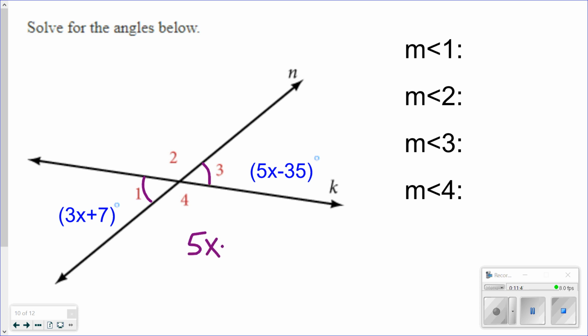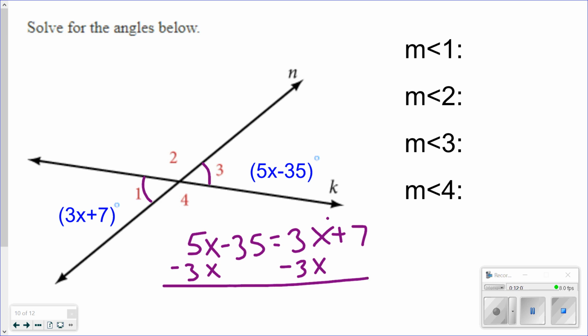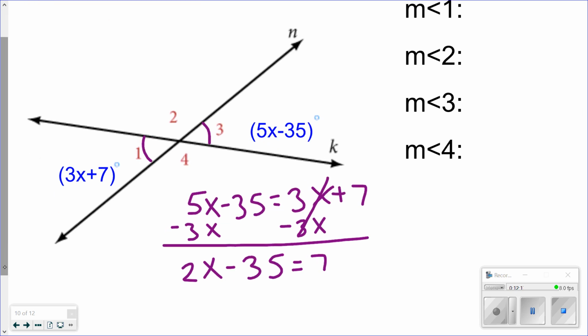So 5x minus 35 is equal to 3x plus 7. So now I need to solve for x. So I'm going to subtract 3x, subtract 3x, and that gives me 2x minus 35 is equal to 7. Next, I'm going to add 35 to each side.